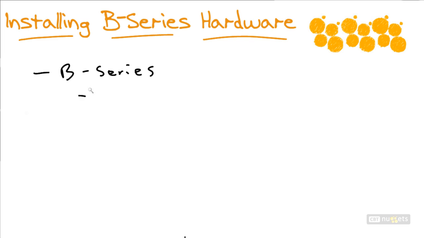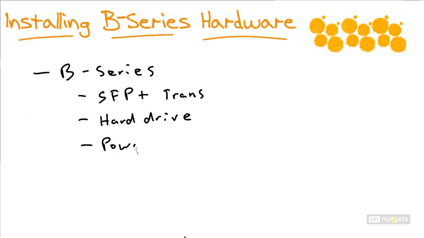For the B series itself, I would take a look at the SFP Plus transceivers, and I would know how to install and upgrade those. I would know how to do a server's hard drive. And you can just stick to the B200 as a typical device, right, when you're studying. And I would probably know how to do the power supply inside a B series.